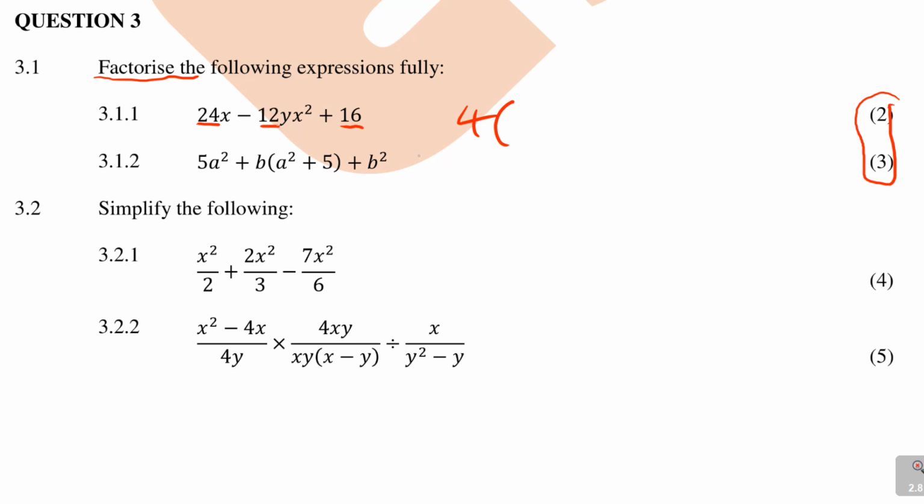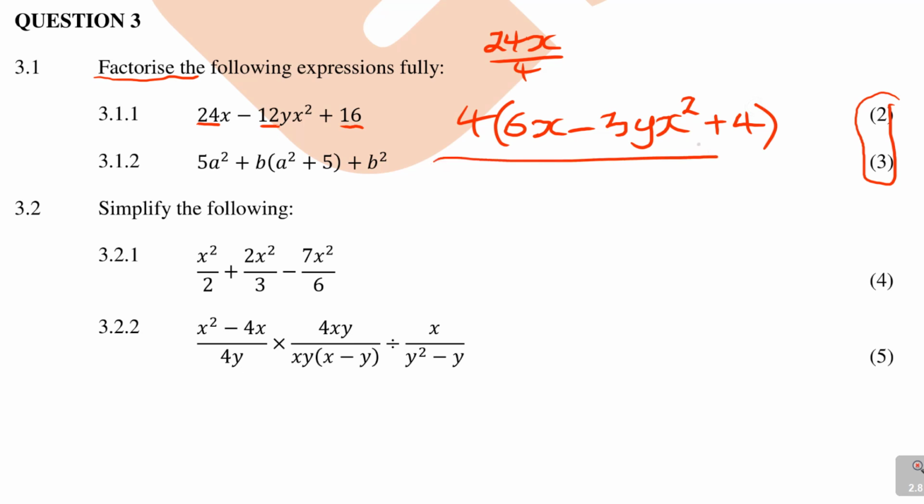Literally you are dividing 24x over 4. So it's going to be 6x, minus 3yx to the power of 2, and then plus 4. Okay, plus 4, you're right. So that's it. That's why I'm saying it's 2 marks.